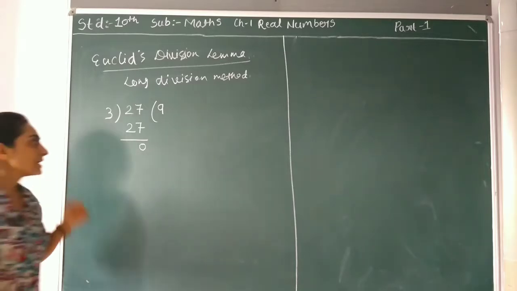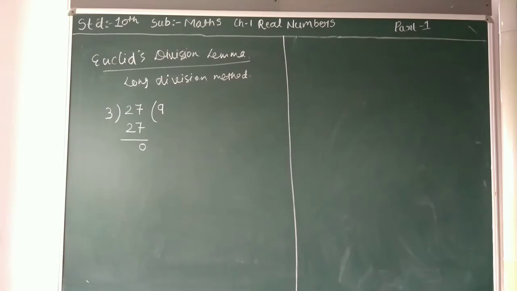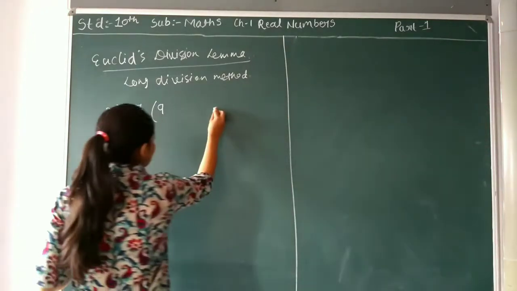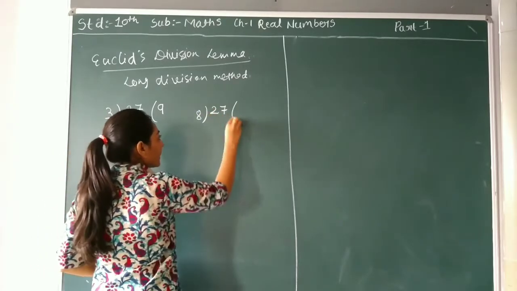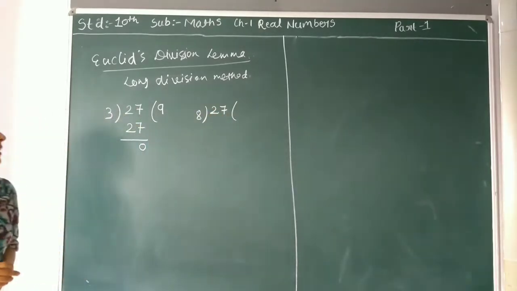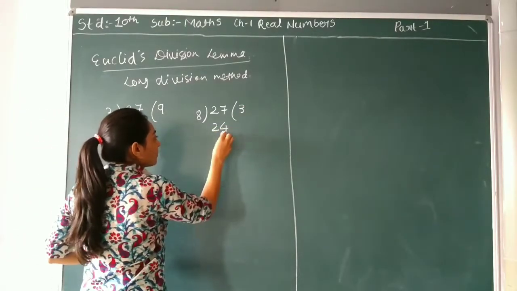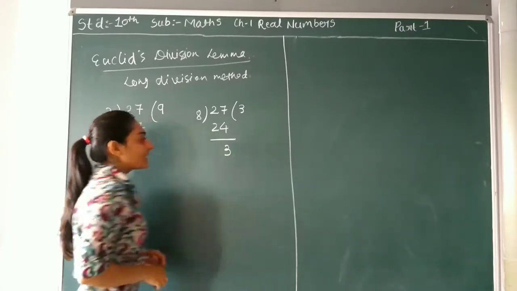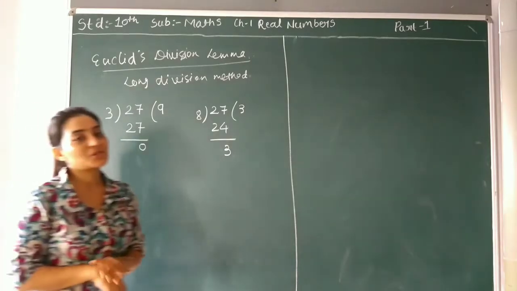Now take another example: 27, and I'm going to divide it by 8. You will see 8 3s are 24. What remains over here? 3. The remainder I get here is 3. This is the general division method.